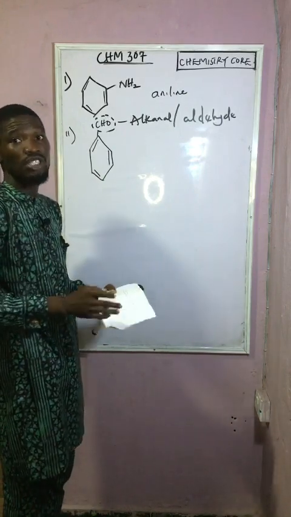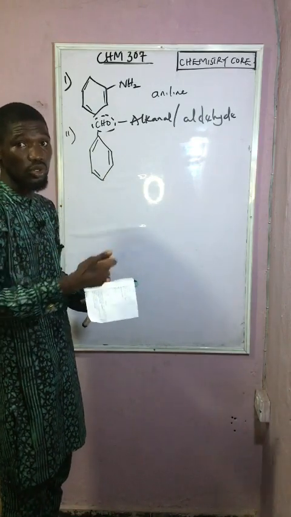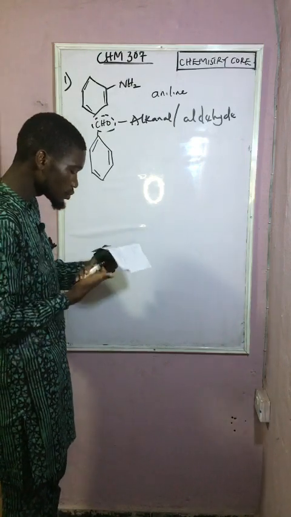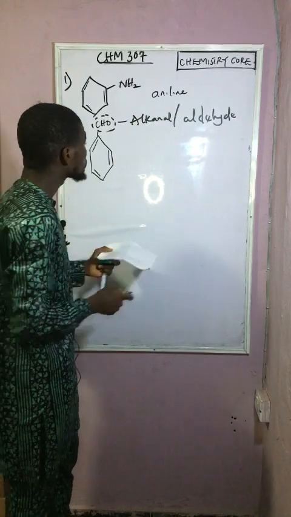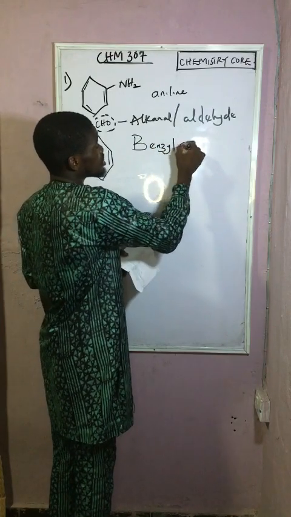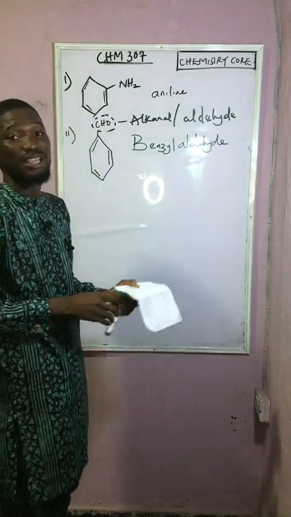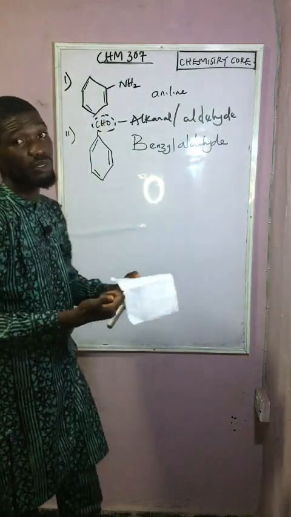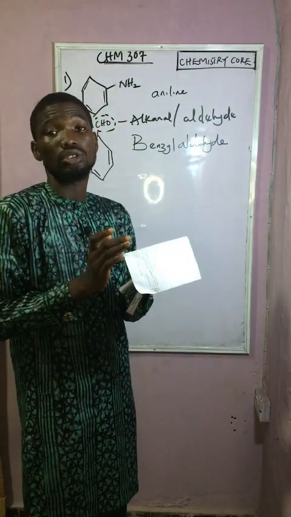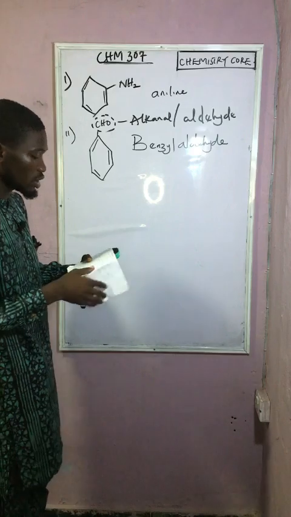So if you want to name it, you're not going to call it benzene anymore. They shorten it to what? Benzaldehyde. Or you call it what? Benzaldehyde. We can, if we are to call this thing benzene alkanal, it is correct, but in chemistry there's what we call IUPAC nomenclature. So now it is called what? Benzaldehyde. So the third question goes thus.